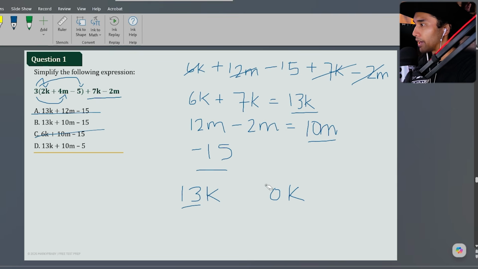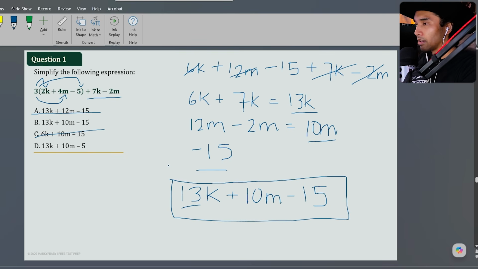Okay. But we don't have that, and we will look at that in the next problems. So I'm going to write it in standard form, which is 13k plus 10m minus 15. And that's our answer. And that would be B, being our correct answer, because the last term on D is negative 5 or minus 5. And we could cross that out. And that leaves us with B, and that's the correct answer.